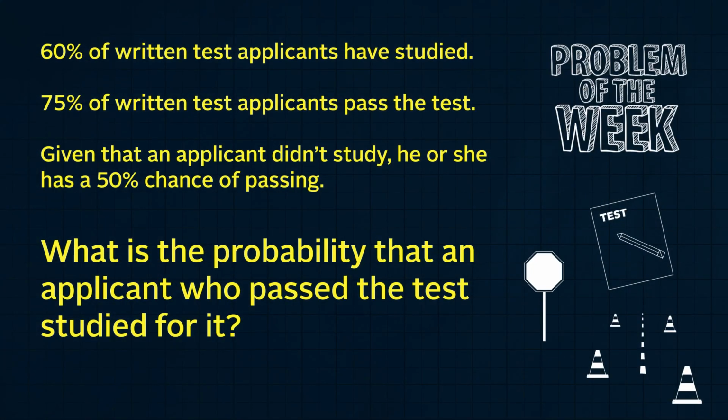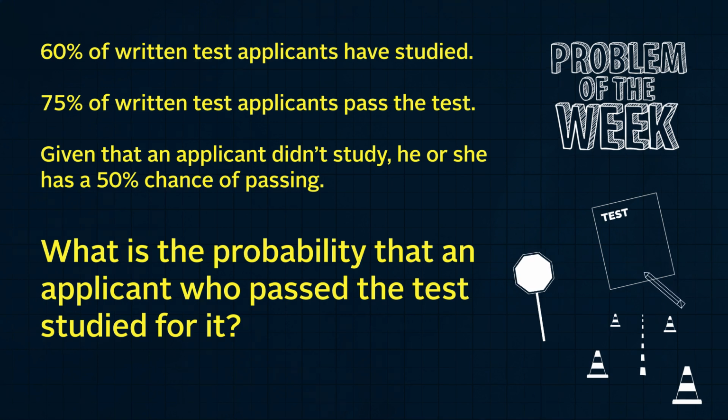Evelyn administers the written tests at her local DMV. Before each applicant takes the test, she asks them if they studied for it. She's found that 60% of applicants have studied, and while the overall pass rate for the test is 75%, for the subset of applicants that haven't studied, only half pass. She just had an applicant take the test and pass, and she forgot to ask them if they had studied. What is the probability that they studied?